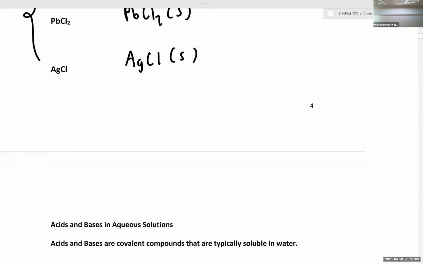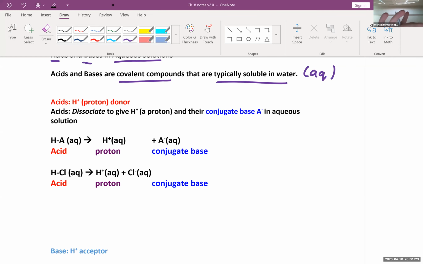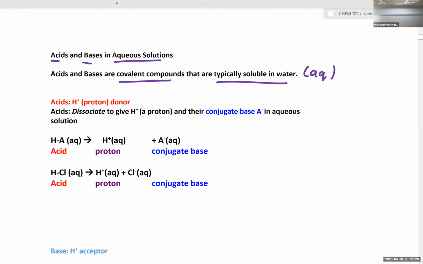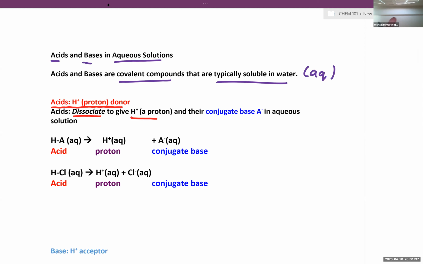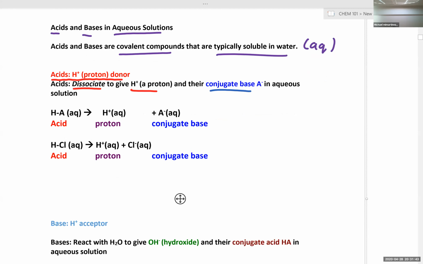Okay, so let's now apply this idea and talk a little bit about acids and bases in aqueous solution. Acids and bases are covalent compounds that are typically soluble in water, so we'll see the aqueous symbol a lot for them. The critical thing is that they dissociate to generate ions in solution. Acids can be thought of as a proton donor. For net ionic equations, they dissociate to give H+ and their conjugate base in solution. So they're generating ions in solution.